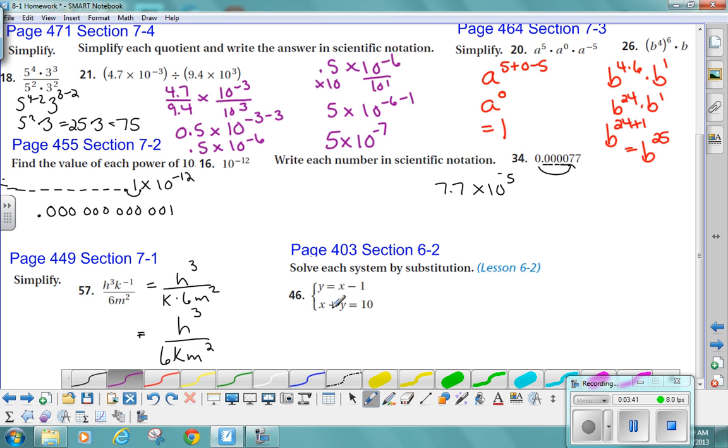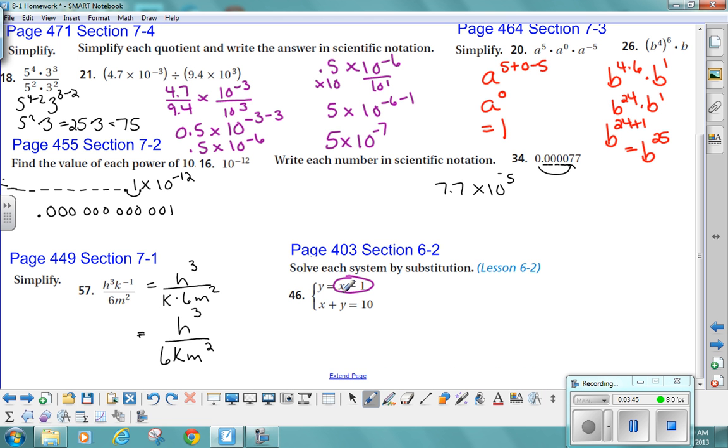On number 46, I'm solving this by substitution. Y is already by itself, so I just have to take the x minus 1 and plug it in where y is in the other equation. And I write x plus x minus 1 equals 10. So 2x minus 1 equals 10. So add 1 to each side. 2x equals 11. Divide by 2, and I get x to equal 5.5.